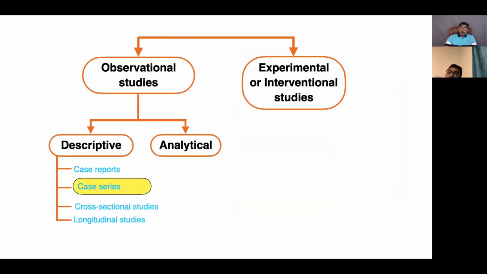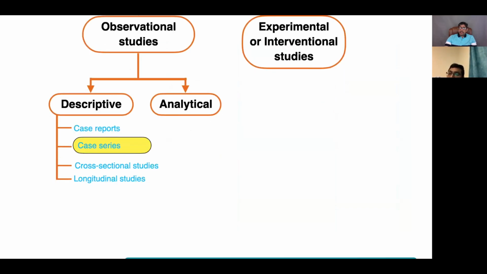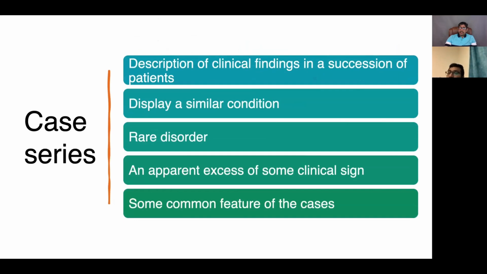When you pull case reports together, the next thing among the descriptive studies is the case series. When you pull all the case reports together, it becomes a case series, which displays a similar condition or a rare disorder, an apparent excessive clinical sign. All the cases in a case series should share a common feature to report it as a case series.